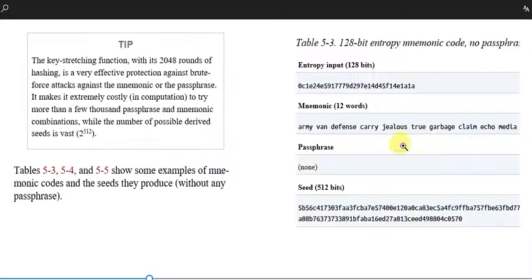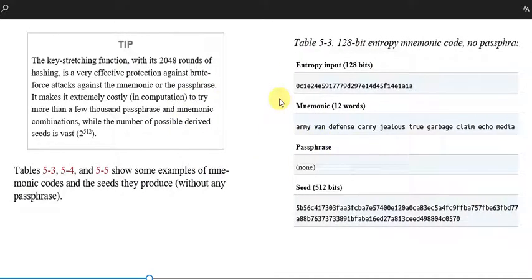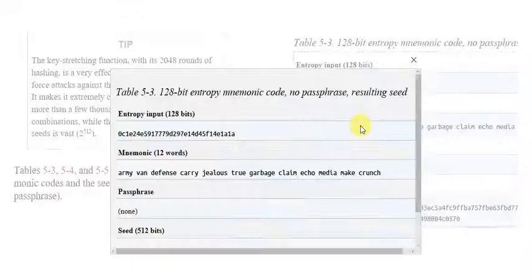Tip: The key stretching function, with its 2048 rounds of hashing, is a very effective protection against brute-force attacks against the mnemonic or the passphrase. It makes it extremely costly, in computation, to try more than a few thousand passphrase and mnemonic combinations, while the number of possible derived seeds is vast, 2^512. Tables 5-3, 5-4, and 5-5 show some examples of mnemonic codes and the seeds they produce, without any passphrase.